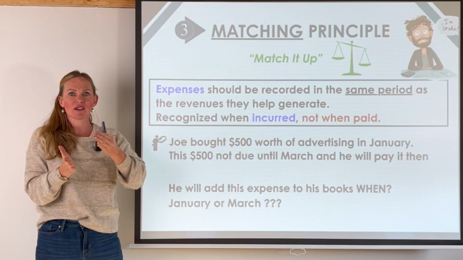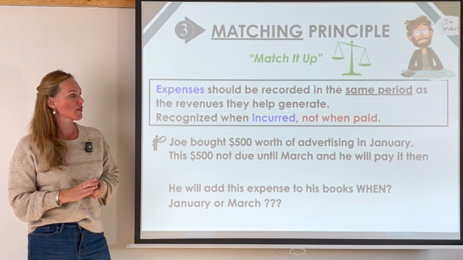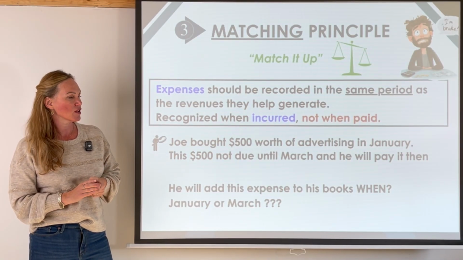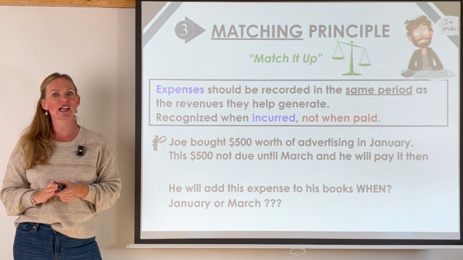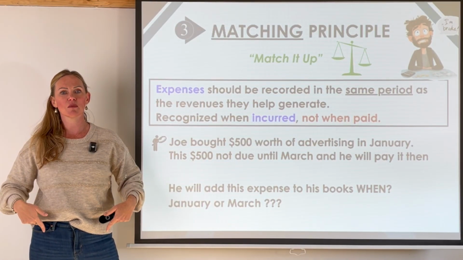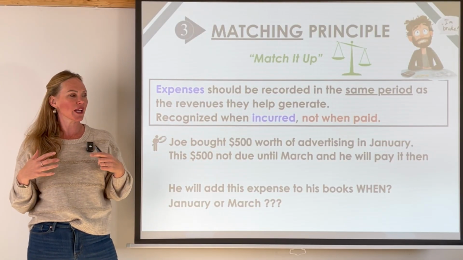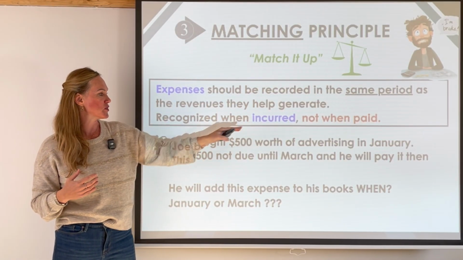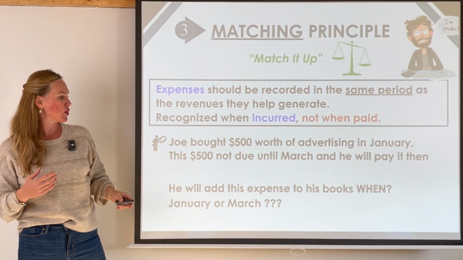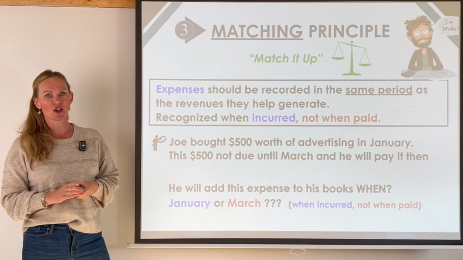In our system, everything matches. So Joe bought $500 worth of advertisement in January. This $500 is not due until March. In which month is he going to put it as an expense? It's not when you put the money in the pocket, and it's not when you pay for something. It's when it's incurred. And it was incurred in January. So which month are you going to put it into the books? In January and not in March.